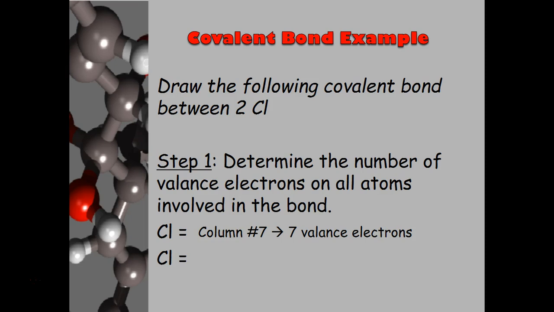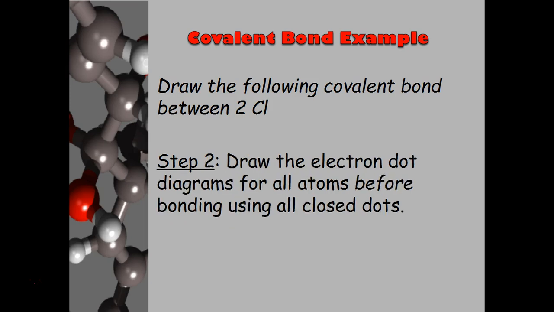Take a look at your periodic table. Chlorine's in column 7, so 7 valence electrons, and because we've got 2 of them, same deal. So they both need 1 additional electron to ultimately get to those 8 valence electrons that they want to be stable. So here's where it gets a little different from what we did with the ionic bonding.